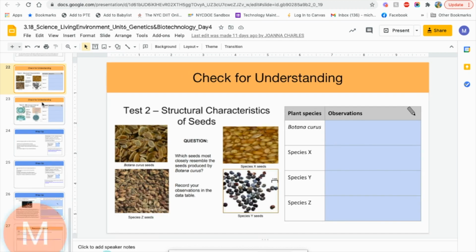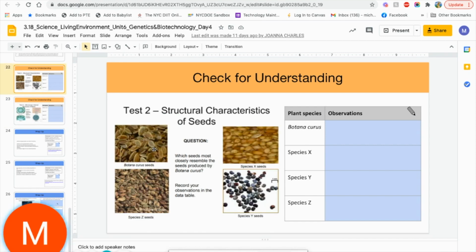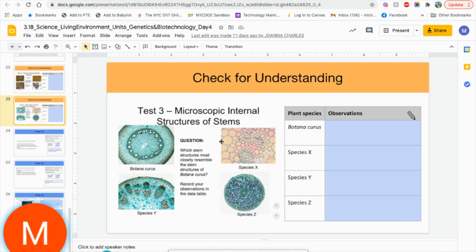So you'll notice in this lesson, this one says test 2. We also have test 3. So in the slides, you'll see images that'll have all the answers that the kids need to be able to make an observation and pull them out. So you'll see the seed structure is test 2. We gave you images of the seeds where the kids can pull observations. Test 3 is our microscope, and they'll be able to do some observations.